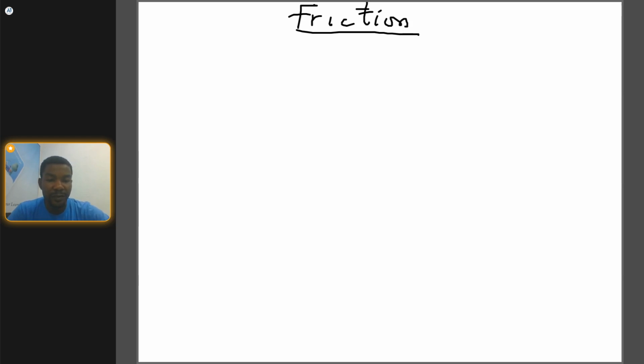Okay, today we said we are discussing friction as a topic. I want to get what friction is all about by taking a definition of friction. We want to define what friction is. Definition of friction.